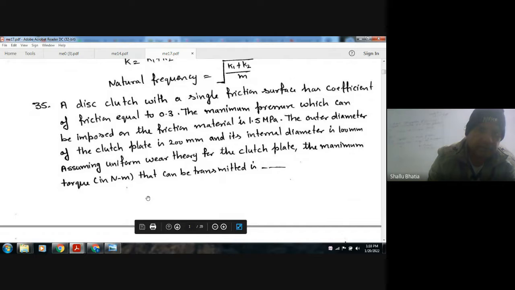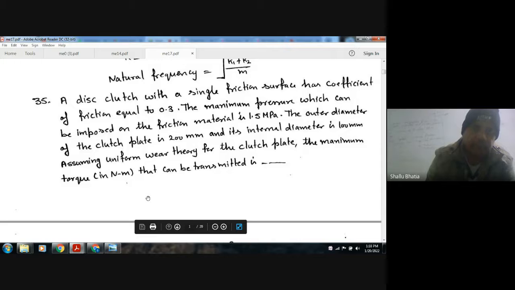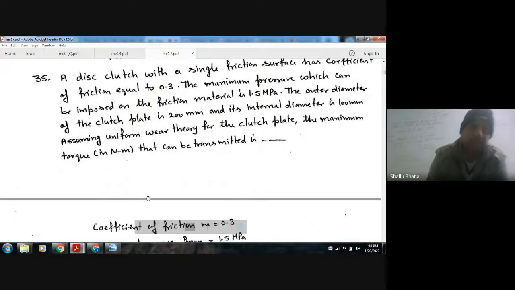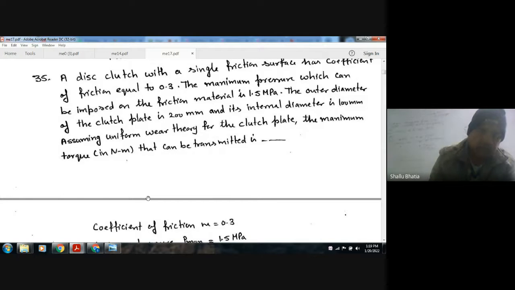A disc clutch with a single friction surface has coefficient of friction equal to 0.3. The maximum pressure which can be imposed on friction material is 1.5 MPa. The outer diameter of the clutch plate is 200 mm and its internal diameter is 100 mm. Assuming uniform wear theory for the clutch plate, the maximum torque that can be transmitted is?